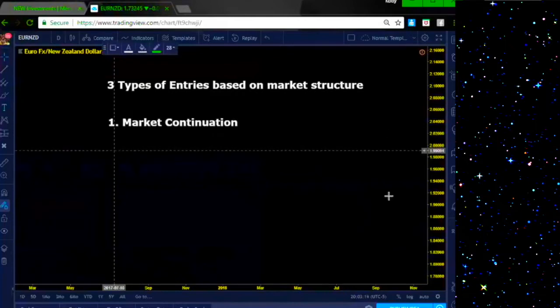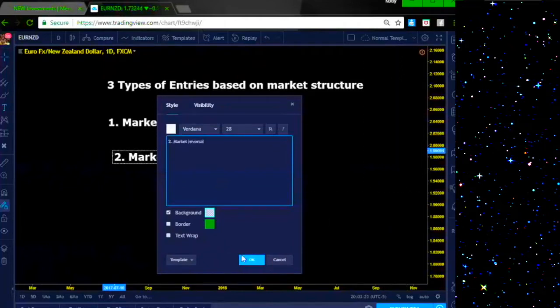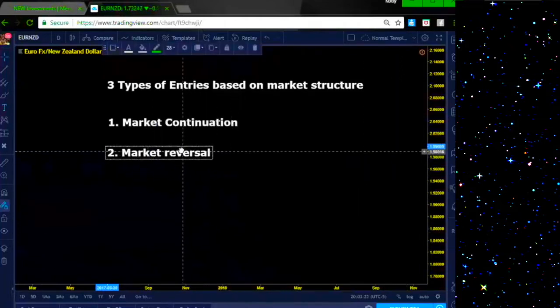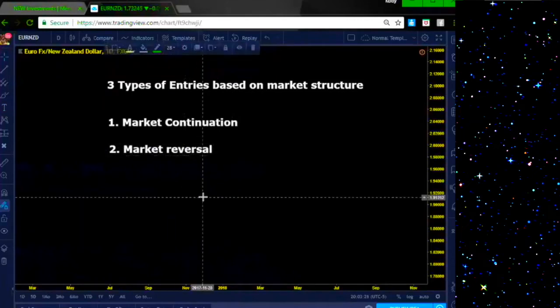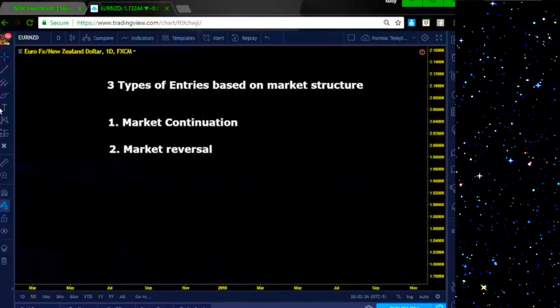Entry number two is market reversal. For market reversal, you identify the structural point, whether it's the recent swing high or the recent swing low. The market breaches that level, retests, and you enter for the reversal. That's the market reversal entry.